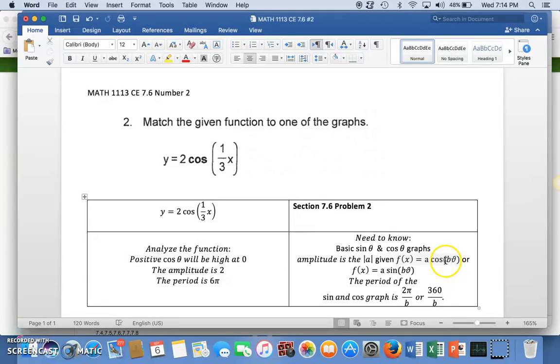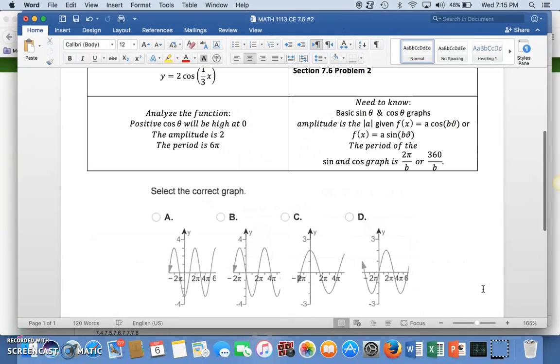B is sort of like the coefficient of the angle. If it's in radians, you put 2 pi over B. If it's in degrees, you could put 360 over B to get the period. That means how long it takes before it just repeats itself. So that's what we're looking for, an amplitude of 2.